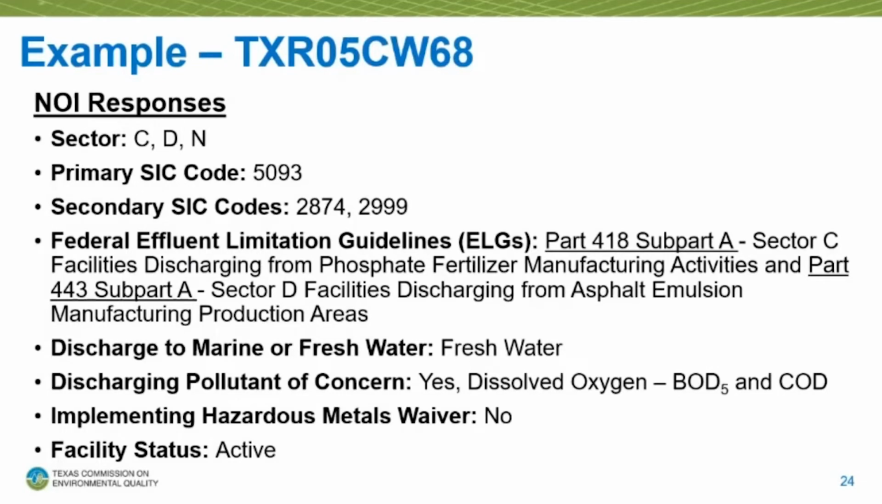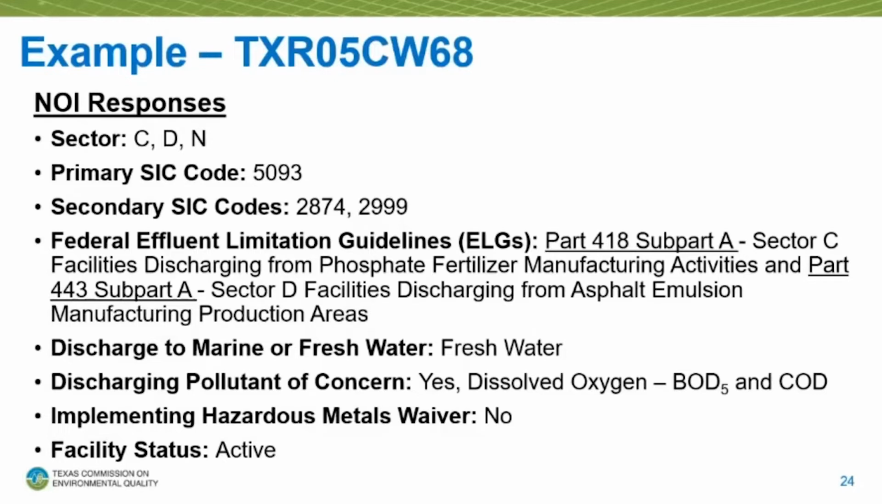For another example, and this is a good example of those facilities that have co-located activities, meaning they're doing more than one kind of thing at their facility, so they're subject to more requirements. In this one, TXR05CW68, they identified themselves in 3 sectors, C, D, and N. Their primary code is 5093, and they have secondary codes of 2874 and 2999. So they're doing 3 different industrial activities within 3 different sectors. This one's going to have a lot more nuances and information that appears in the Net DMR system.